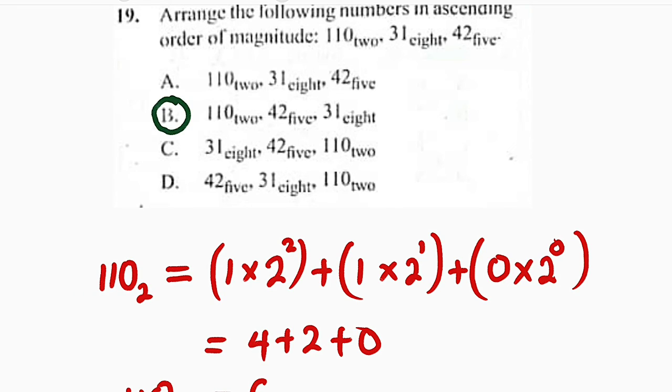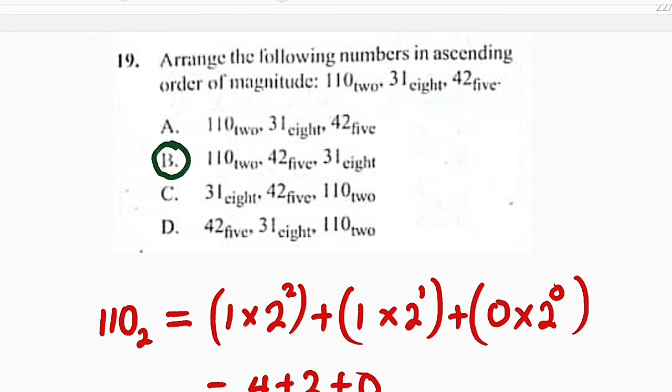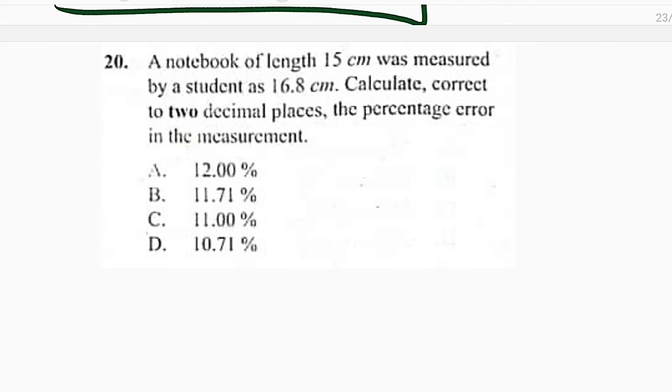So now let us take the last question for today, which is question number 20. All right, here is question number 20, which is related to percentage error. The question reads, a notebook of length 15 centimeters was measured by a student as 16.8, meaning the student has increased the length of the book. We're asked to calculate, corrected to 2 decimal places, the percentage error in the measurement.